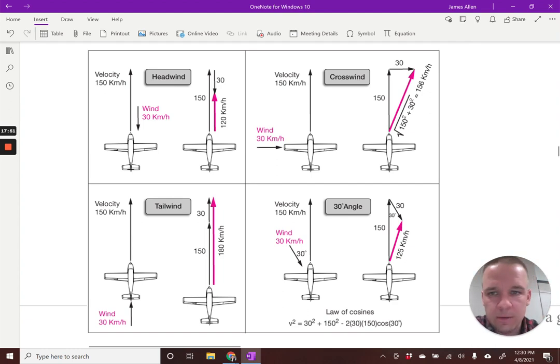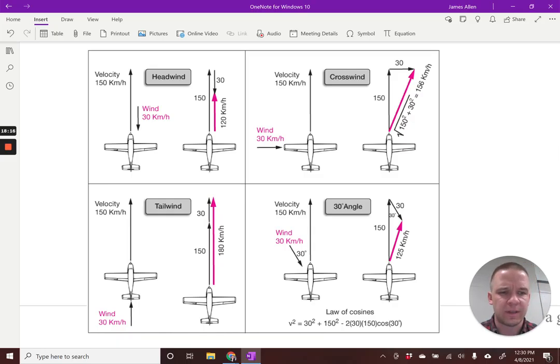So if you have an airplane, and you've ever been on a flight where they say, hey, it's actually going to be a longer flight than we anticipated, an extra 20 minutes, it could be due to a headwind, okay? So the velocity of the aircraft here is 150 kilometers per hour. There's a headwind of 30 kilometers per hour. Boom. Now we're at a resultant vector of 120 kilometers per hour.